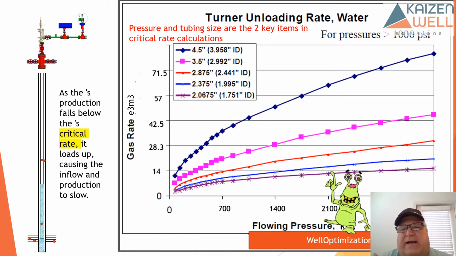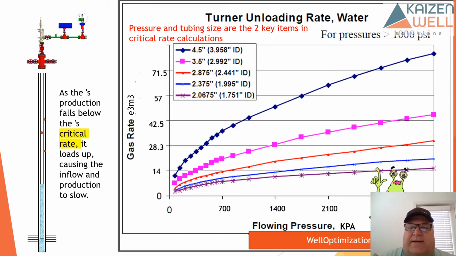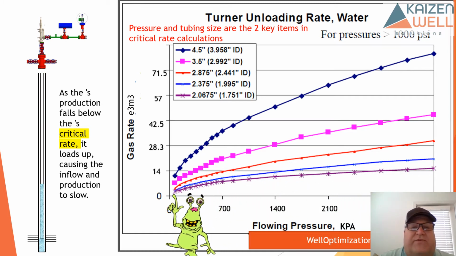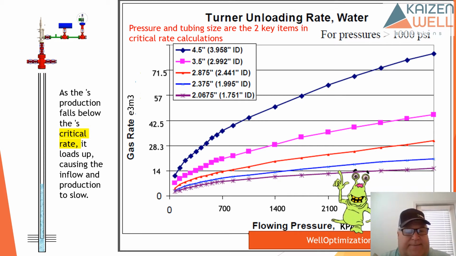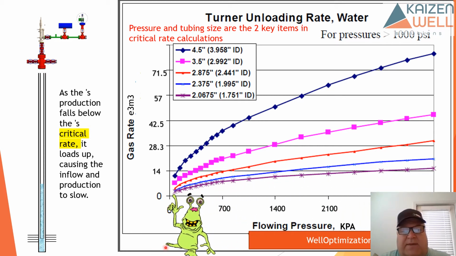In this graph here, I show, and many people probably have seen this before, your tubing size. So here we have 1.751 ID, 1.995, which would be basically your 2 3/8. This would be your 2 7/8. This is 3.5, which is a 2.992 ID, and 4.5, 3.958 ID. So roughly your casing.